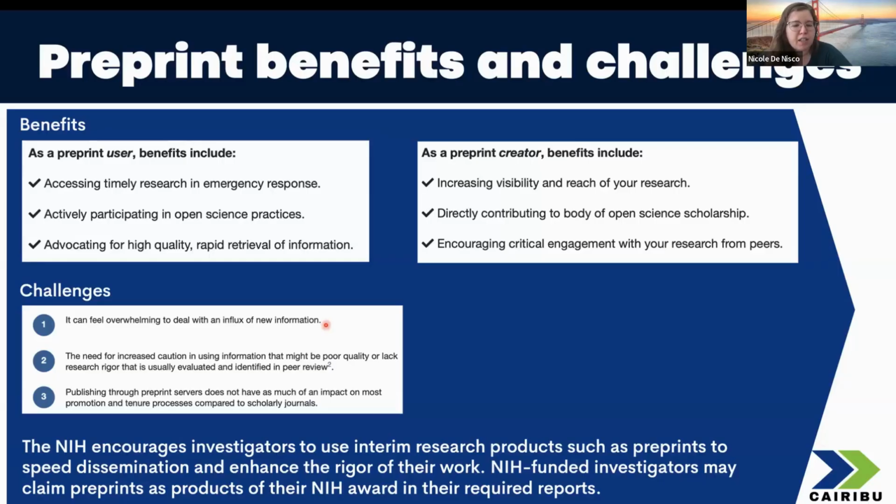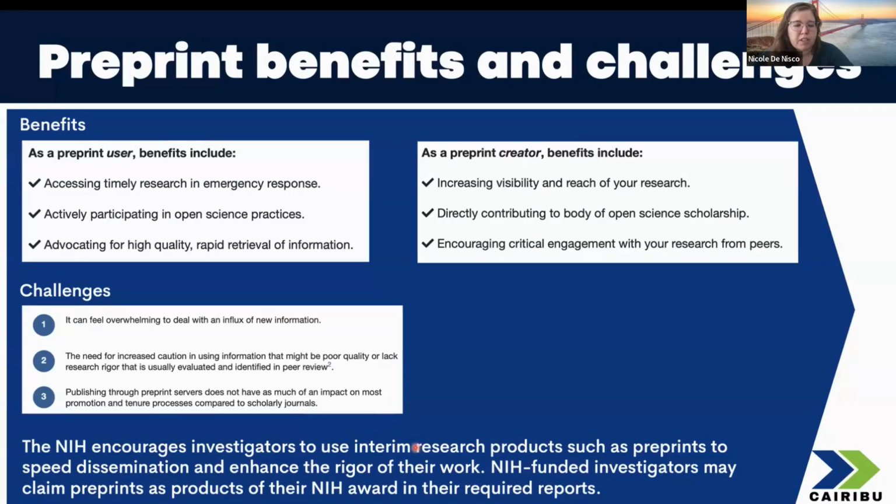And again, it doesn't have as much of an impact as an author. For your research, you don't get as much recognition or accolades for the tenure process, for example, with having preprints as opposed to having an actual publication.